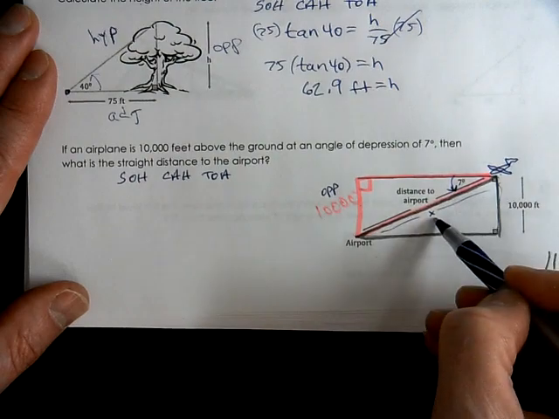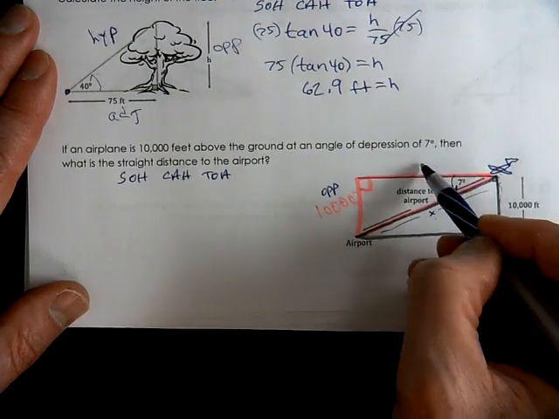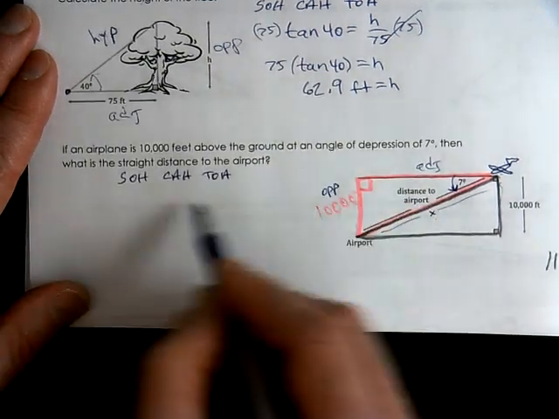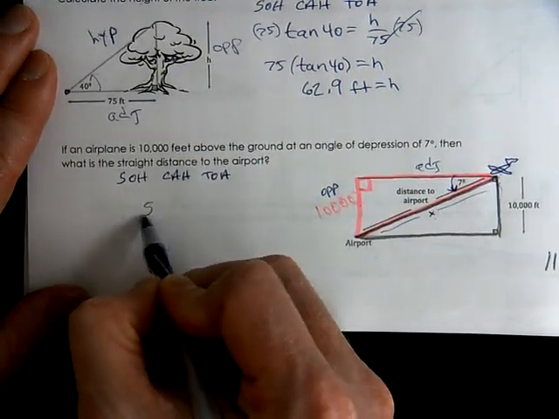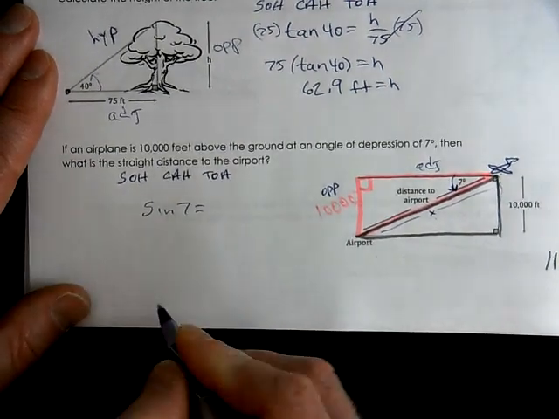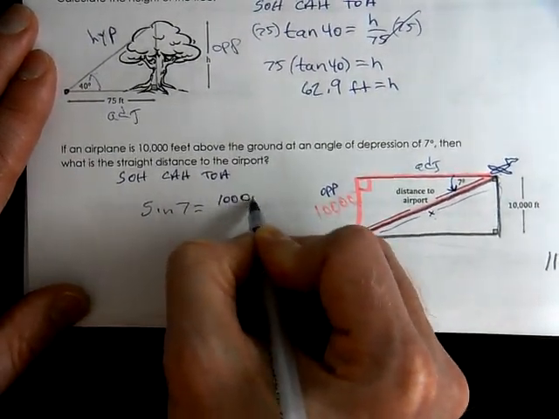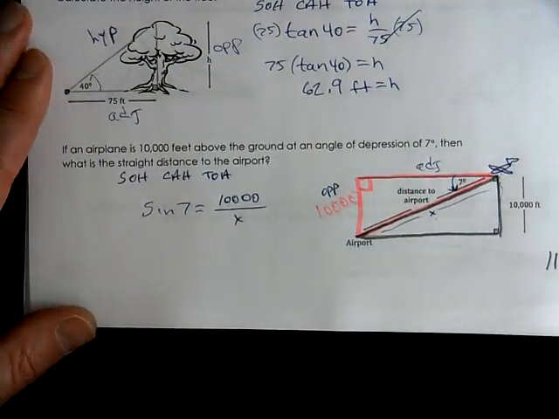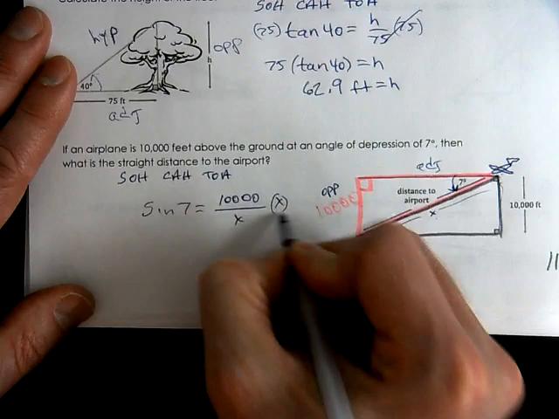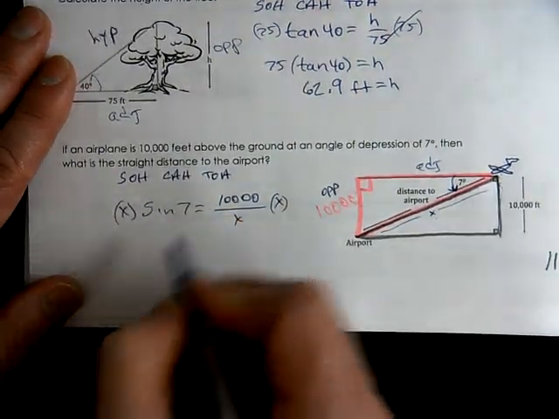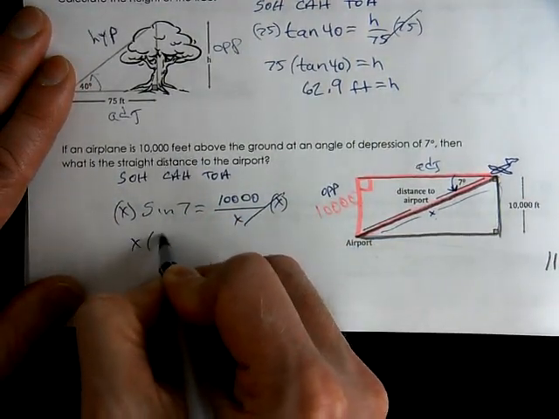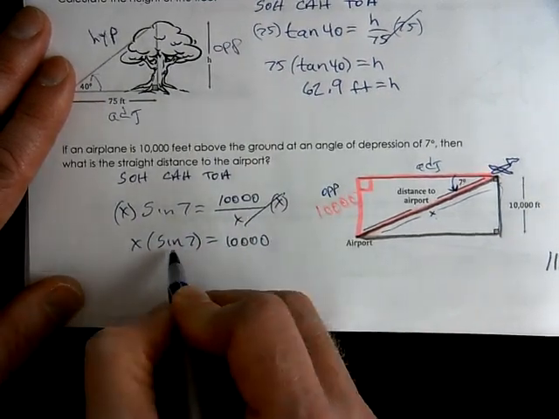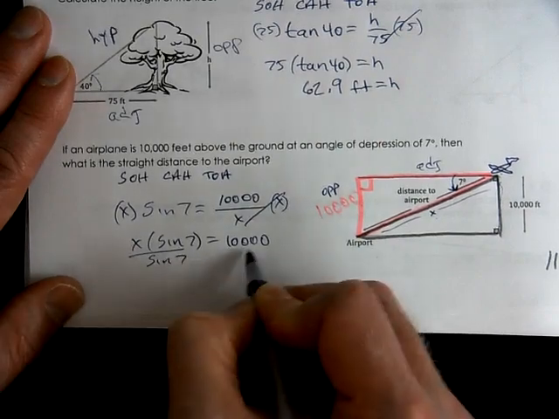opposite and adjacent, adjacent's over here, opposite and hypotenuse, because that's across from the 90, we're going to have to use sine. Sine of 7 equals the opposite over the hypotenuse. What's that hypotenuse have to be? We multiply both sides by x. That gives us x times the sine of 7. That has to be 10,000. So we divide by the sine of 7.